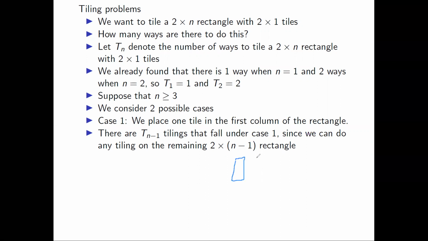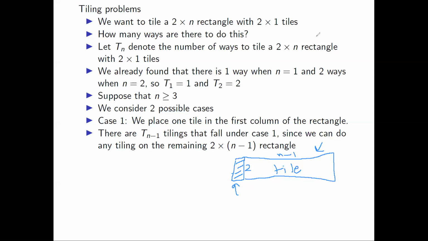So we can see this right here. We have our vertical tile right there. We have our 2 by n minus 1 rectangle. We just tile this. Any valid tiling of a 2 by n minus 1 rectangle can be used for this remainder part. And this part has already been tiled, so we ignore it. So the number of tilings for the 2 by n rectangle that fall under case 1 is just T sub n minus 1, which is the number of tilings of the 2 by n minus 1 rectangle. In other words, the number of tilings of this 2 by n minus 1 remainder, the remainder when we take out this vertical tile on the left. So that was case 1.